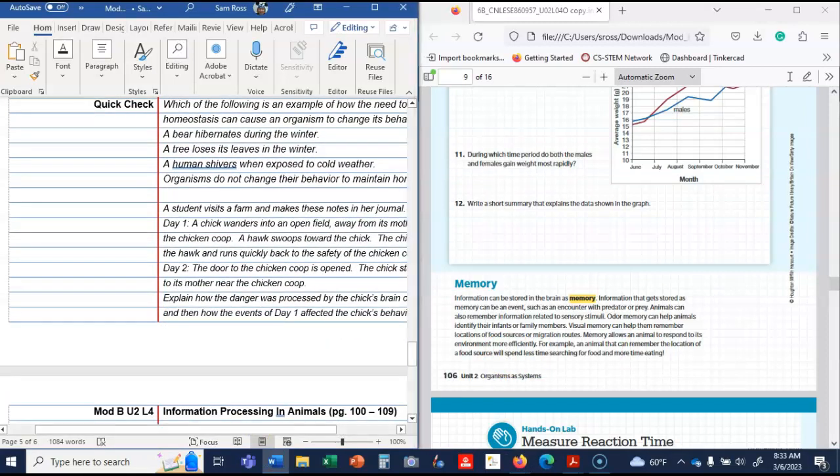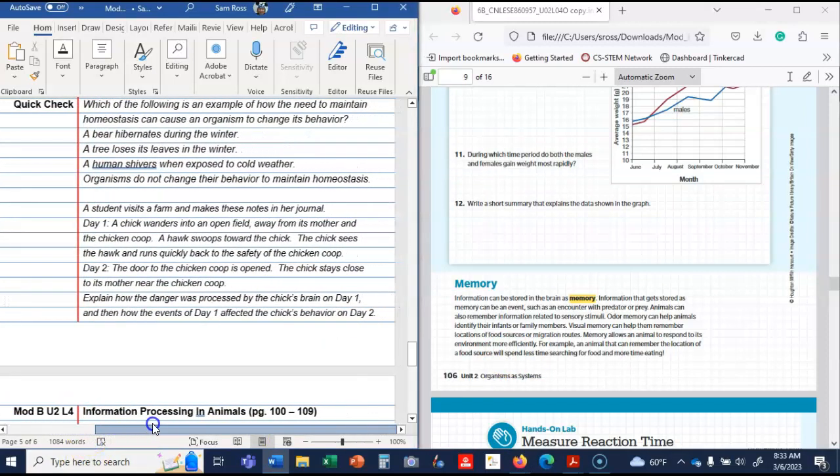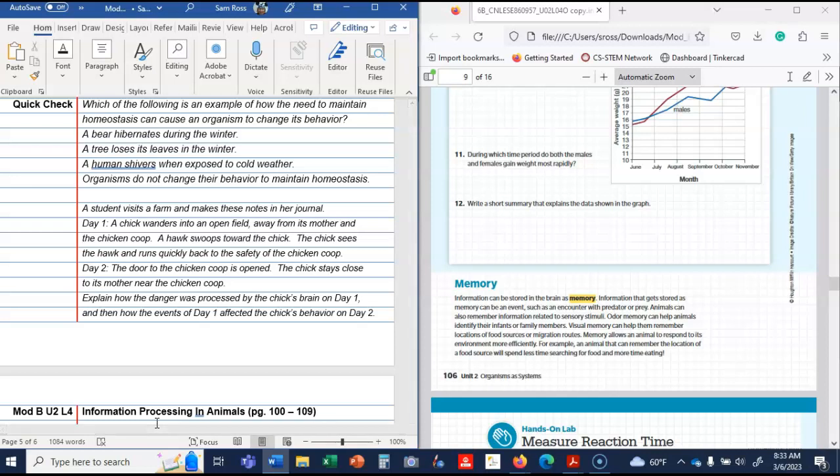Quick checks. Which of the following is an example of how the need to maintain homeostasis can cause an organism to change its behavior? And it's A, a bear hibernates during the winter. And then a student visits a farm and makes these notes in her journal.